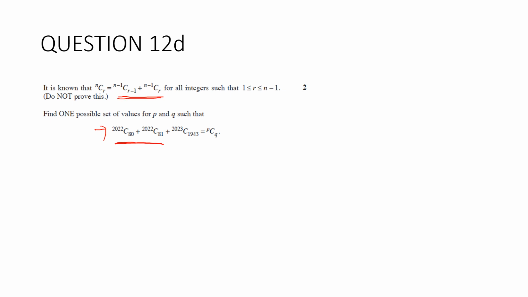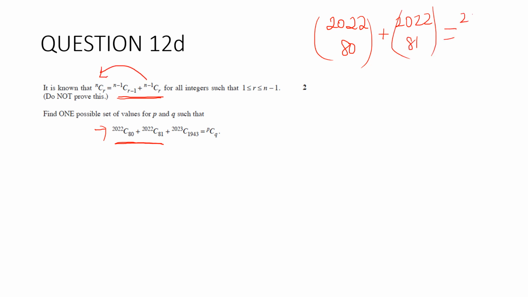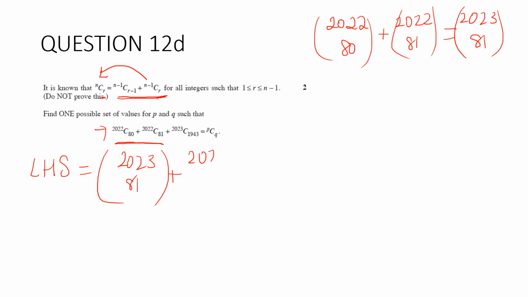In other words, let's go up here, 2022C80 plus 2022C81 would be equal to, I want one more, so 2023, and I want r, which is 81. And so our left-hand side is going to be equal to 2023C81 plus 2023C1943. Now we also need to use the fact that nCr is equal to nC(n minus r).